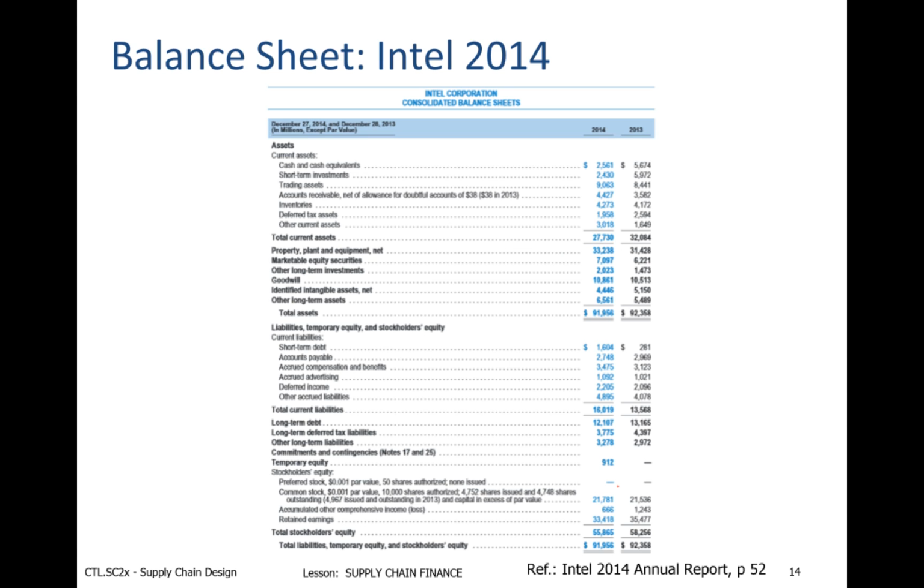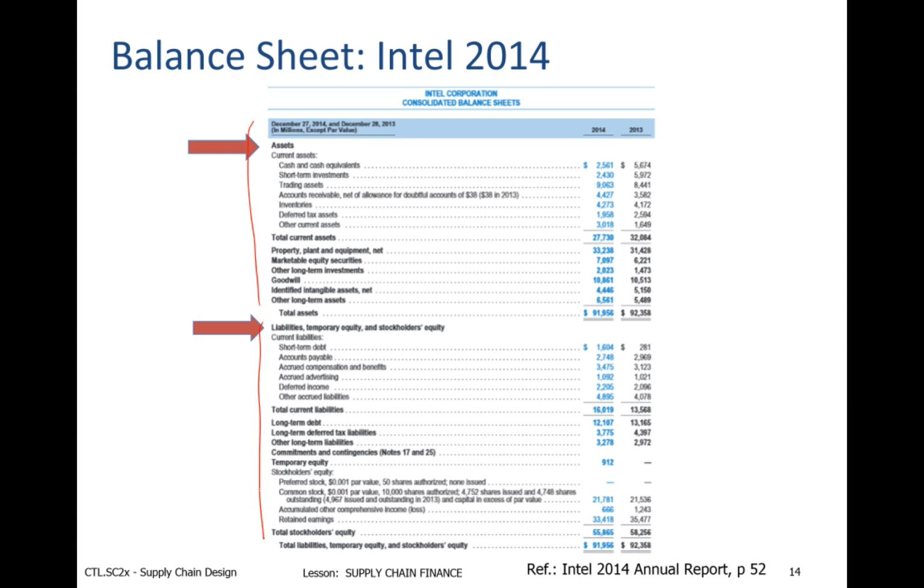Let's go back to Intel 2014, and we'll look at their balance sheet. We see the assets, and then we also see the liabilities. Oftentimes, we would see a balance sheet with the assets on the left side and the liabilities on the right side. In this case, we see the assets on top and liabilities on the bottom. But sometimes you'll hear that left side, right side. So with Intel, of course, we see the assets on top. And as I noted here, the liabilities are below that.